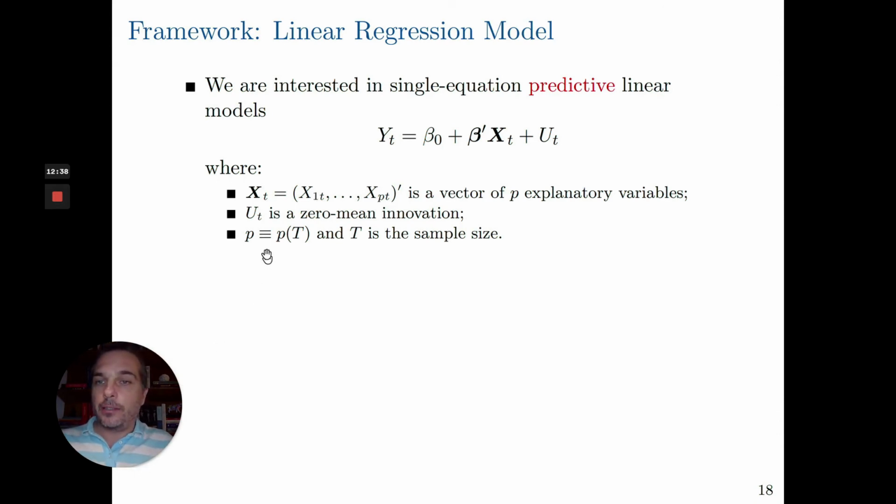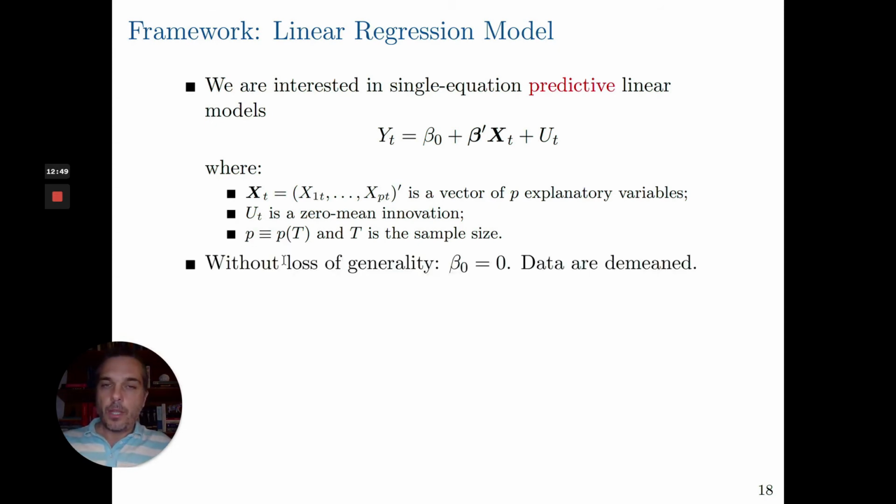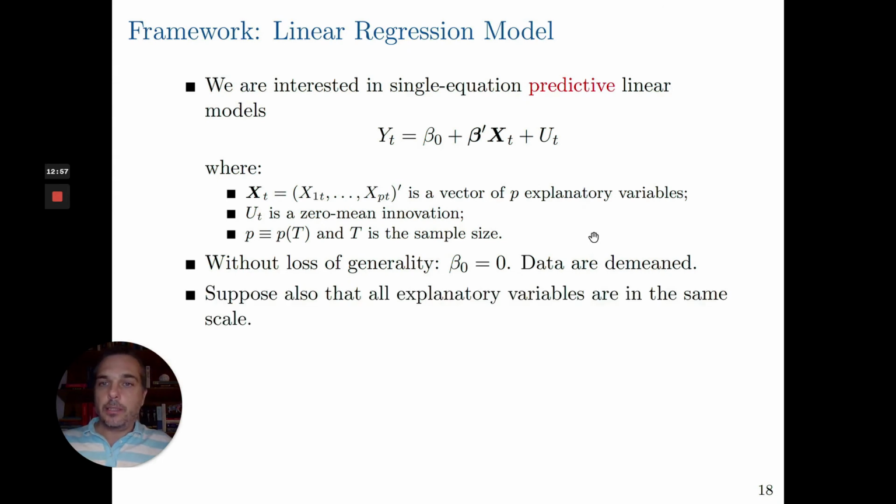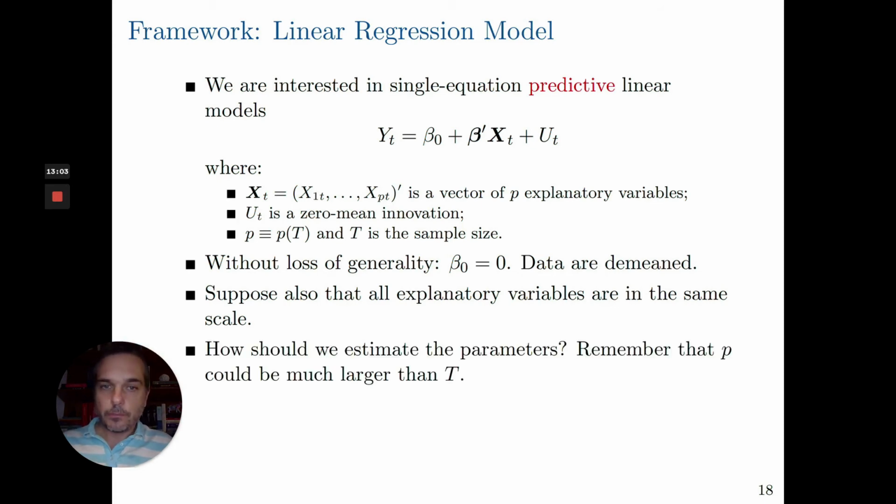And to avoid complicated notation, we are going to omit this dependence, okay? We are going to assume that beta naught is equal to 0, so data are demeaned, and we are also assuming that all explanatory variables are in the same scale, okay?